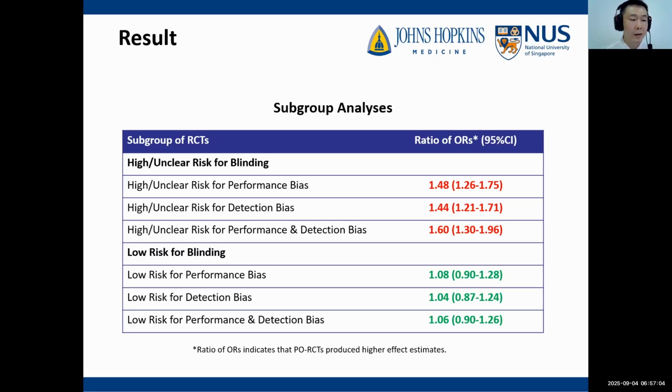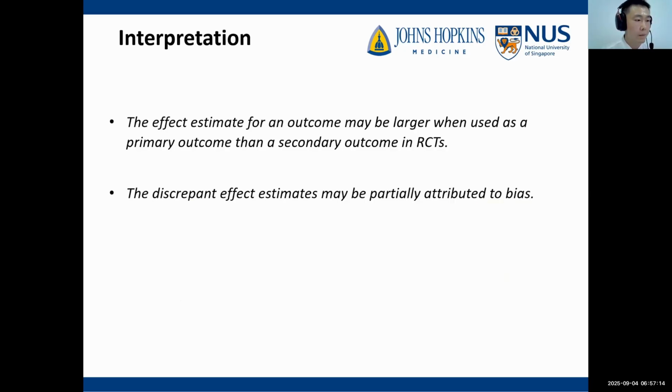On the contrary, among RCTs with a low risk for either performance or detection bias, we did not find significantly different odds ratios. Our study shows that the effect estimate for an outcome may be larger when used as a primary outcome than a secondary outcome in RCTs. And these discrepant effect estimates may be at least partially attributed to bias.